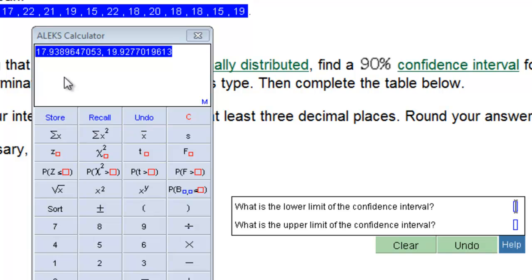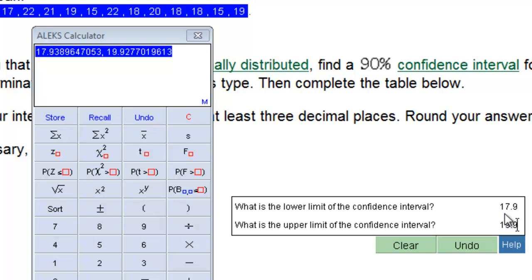So it's 17.938. We'll call that 17.9. And then we have 19.92, so we'll call that 19.9. So whatever I'm measuring here, I have error plus or minus 1 in each direction.